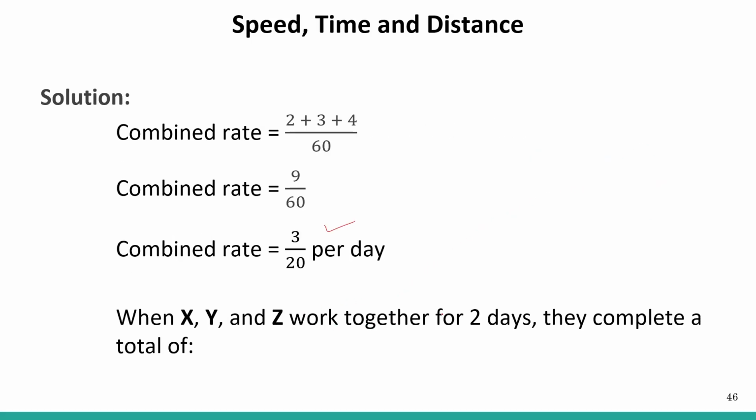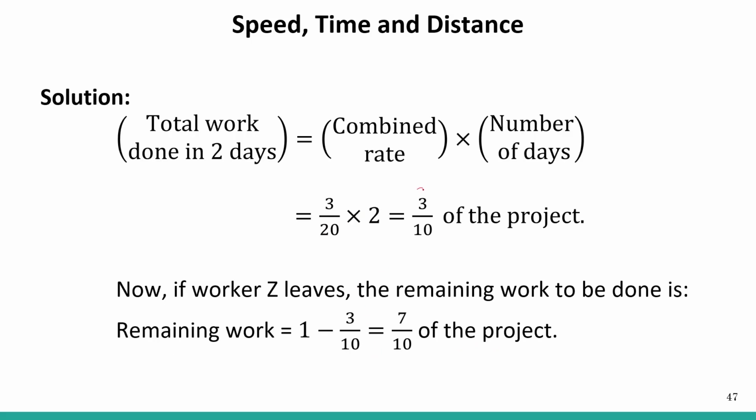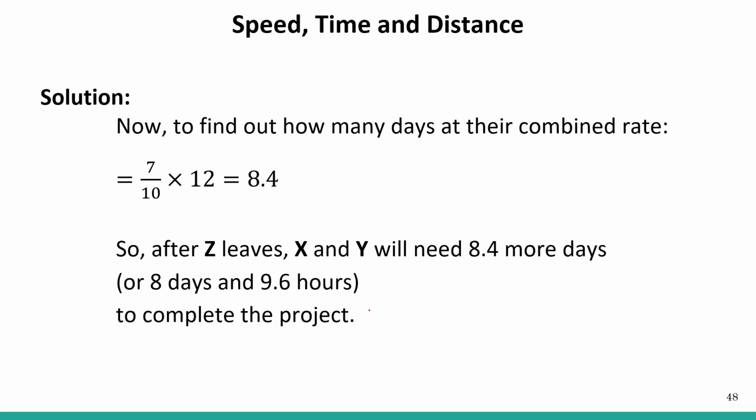So X, Y, Z work together for 2 days and they complete a total of what? 3 by 10 of the project. Okay, so the remaining part is what? 7 by 10. That is 1 minus 3 by 10. Okay. So to find out how many days it will take, the combined work rate is 7 by 10 whole into 12, which is equal to 8.4. So after Z leaves, X and Y will need to work 8.4 more days, okay, to complete the project.